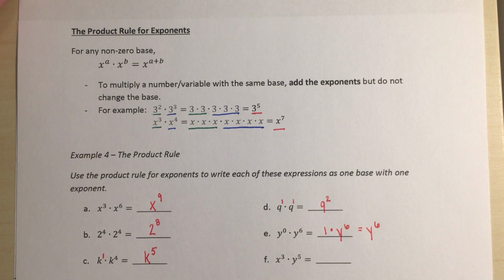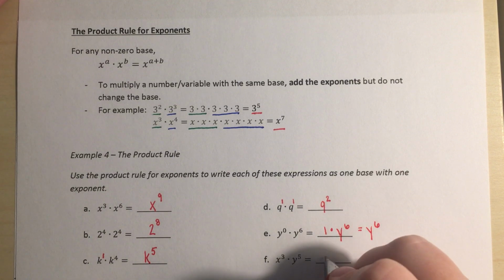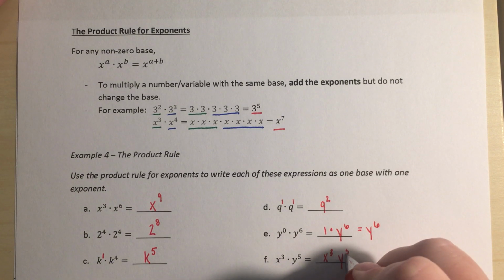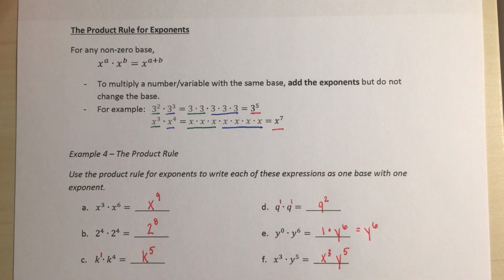Then for our last example using this product rule, x cubed times y to the 5th. Well, if we look at this example, unlike examples A through E, notice that we have 2 different bases. We have an x and a y. That means we cannot combine these bases. So we're going to leave our answer here as x cubed times y to the 5th. We cannot combine our exponents using our product rule because our bases are not the same.